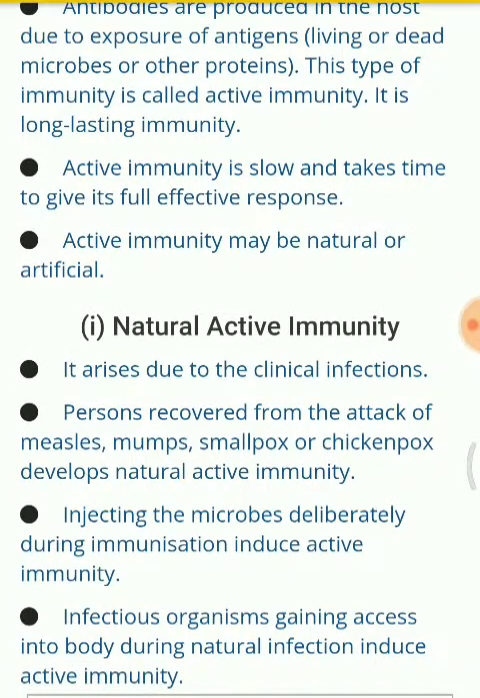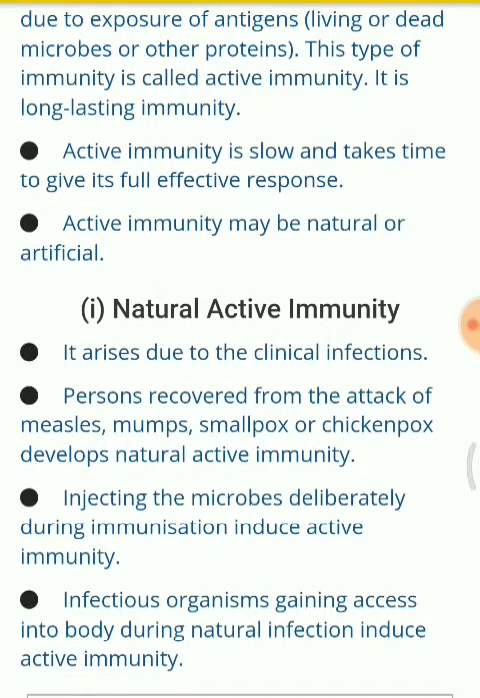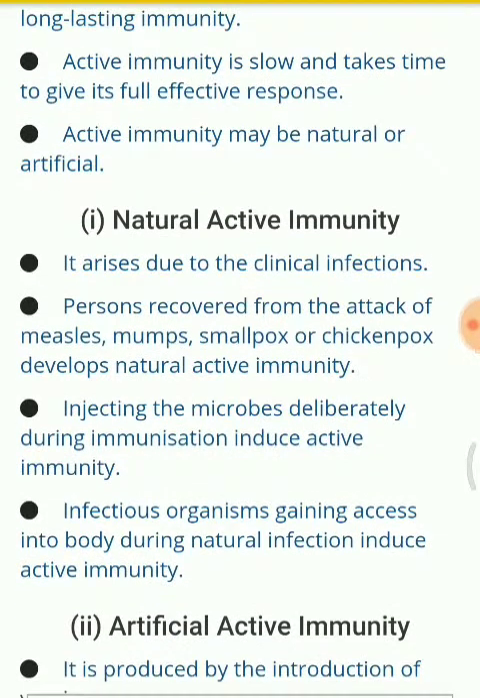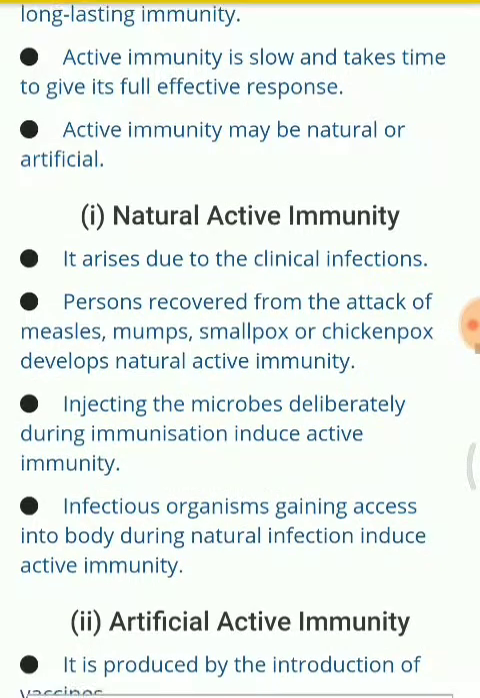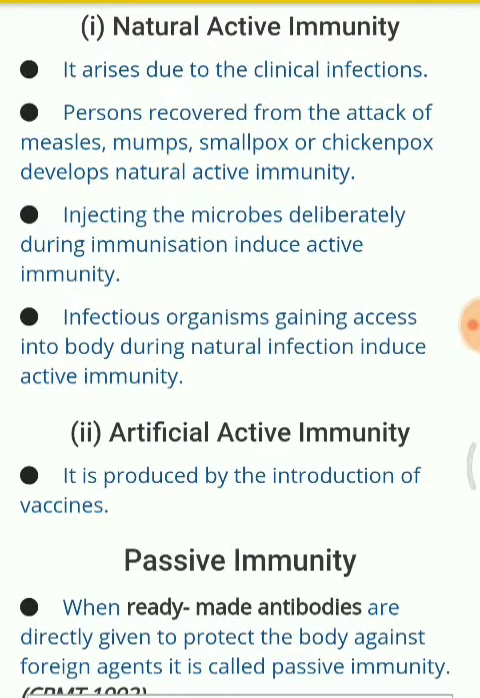Natural active immunity arises due to clinical infections. Persons recovered from an attack of measles, mumps, smallpox or chickenpox develop natural active immunity. Infectious organisms gaining access into the body during natural infection induce active immunity. Injecting microbes deliberately during immunization also induces active immunity. Artificial active immunity is produced by the introduction of vaccines.